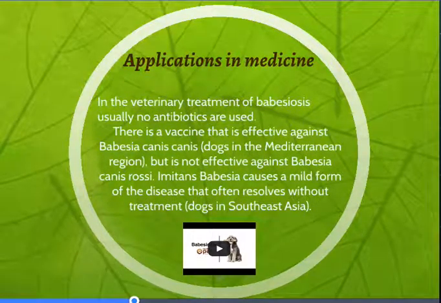Applications in medicine. In the veterinary treatment of babesiosis, antibiotics are usually not used. There is a vaccine that is effective against Babesia canis canis, but it is not effective against Babesia canis rossi. Imitant Babesia cause a mild form of the disease that often resolves without treatment.